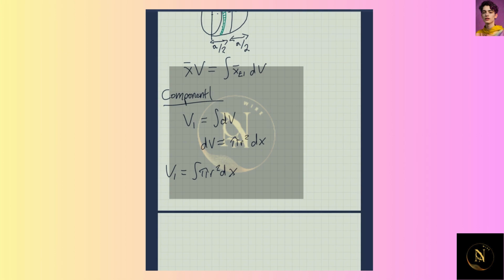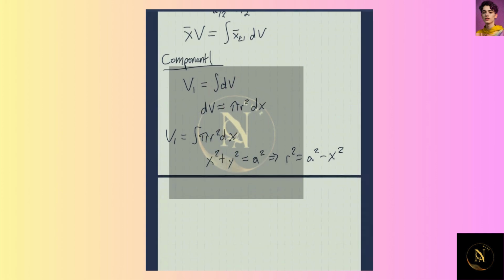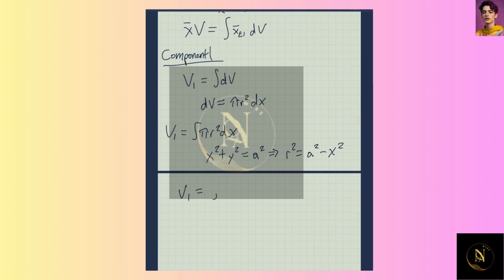But we want it in terms that we know. We don't know the radius, but we can use a, the total length of the hemisphere. And so knowing that the equation for a circle is x squared plus y squared, and the hemisphere follows the curve of a circle, it is going to be equal to a squared. And y is going to be equivalent to the radius because that's in the same direction. So r squared is equal to a squared minus x squared.